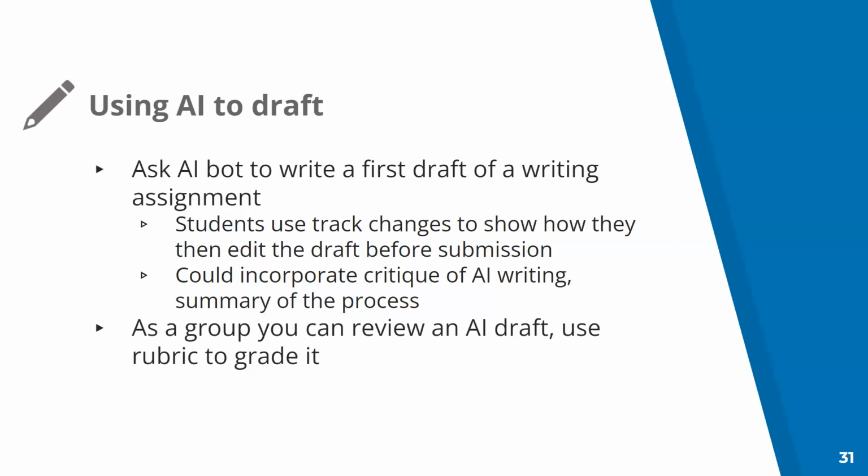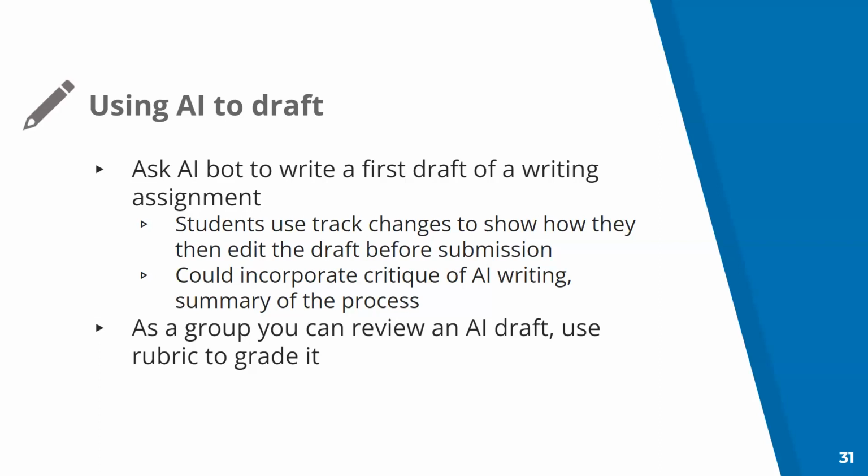They can use track changes on that document to show how and where they edited the draft, put comments in to say, the AI suggested this, I don't really like it, or maybe this was good, but I built off of it in this way, to really show their thinking process of editing before they submit the assignment. And you can incorporate a critique of that AI writing, a narrative summary of the process. Maybe students might come back and say, I really would have preferred to write the first draft myself, right? They have their own experiences of using AI, and you can incorporate that as part of the assignment and have them reflect on that process.